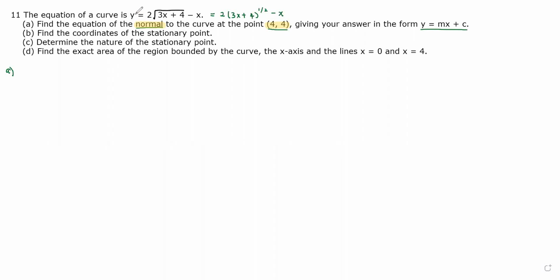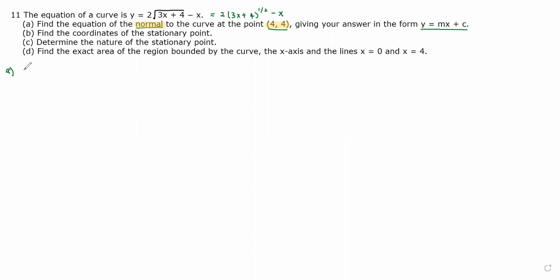Given the equation of a curve, y equals 2 square root of 3x plus 4 minus x, we need to find the equation of the normal to the curve at the point (4, 4). Your answer should be reported in the form y equals mx plus c.